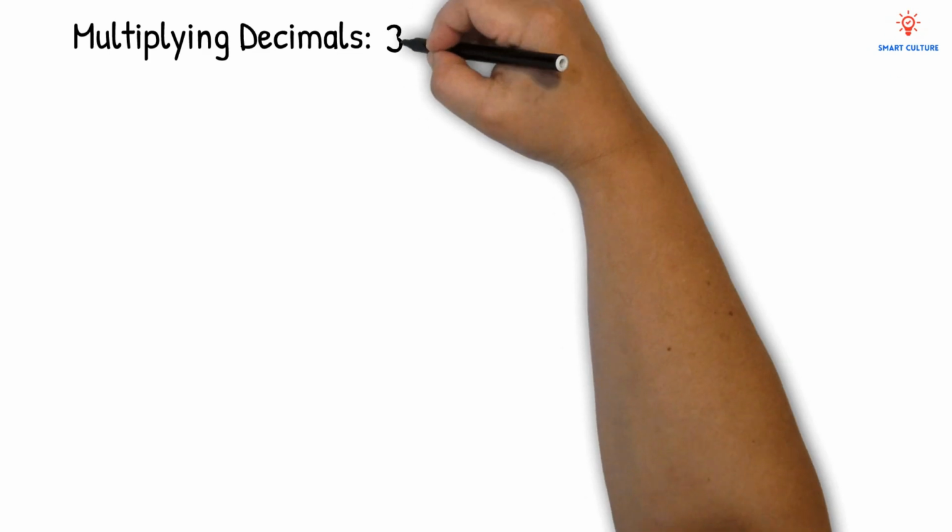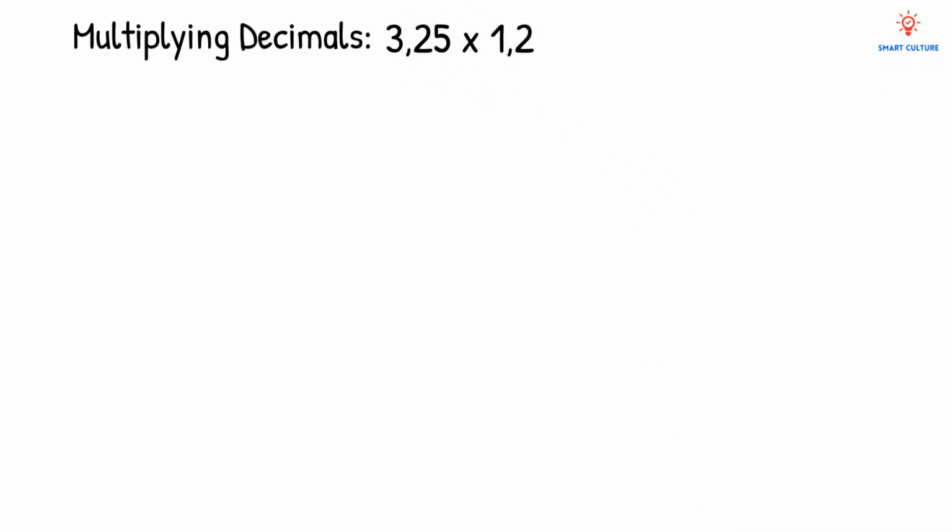In this video, we will look at multiplying decimal numbers. Multiplying decimal numbers using the column method involves the same process as multiplying whole numbers, but with an extra step to handle the decimal point. Here's how you can do it using the example of 3,25 times 1,2.